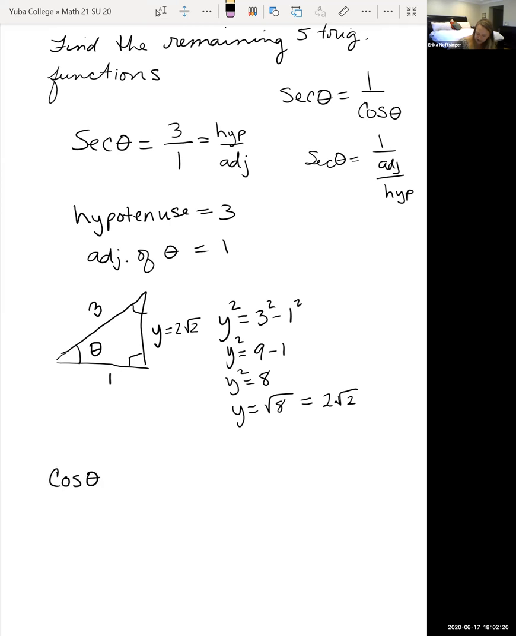So you should have been able to get cosine theta without even making your triangle, right? You could have just done the reciprocal of secant theta. So 3/1 becomes 1/3. And you would also see that now if you made your triangle. Adjacent of theta is 1, hypotenuse of theta is 3. So sine theta, so opposite, which is 2√2, all over hypotenuse, which is 3.